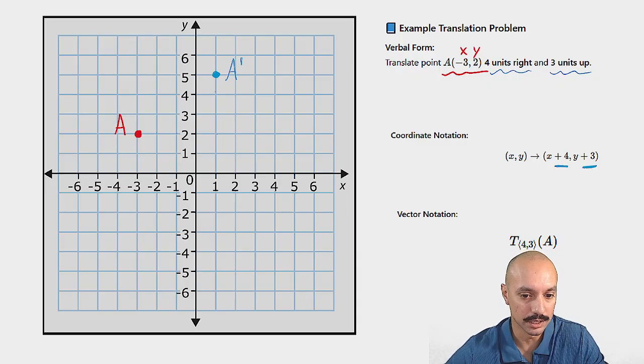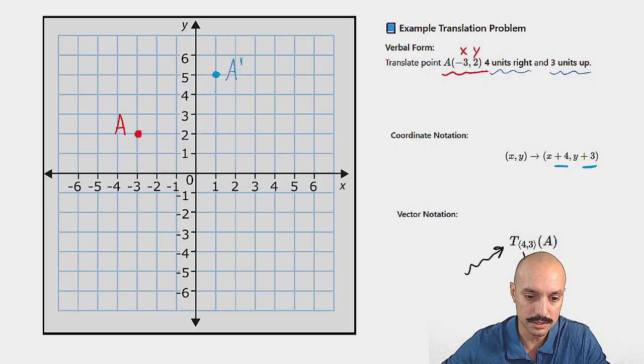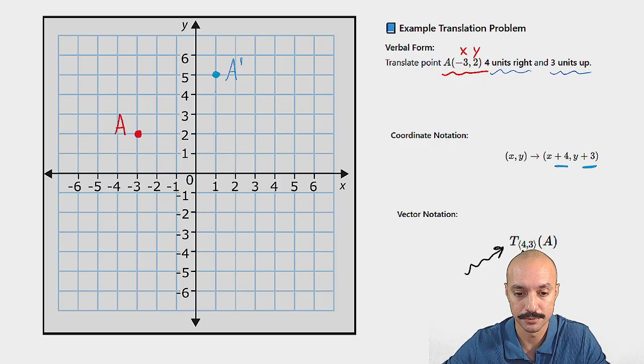Before we wrap up, let's talk about vector notation. Vector notation is actually my personal favorite. It's the one that involves the least amount of writing. So this big T here stands for translation. And we can see on the left, they give us the horizontal movement. So it tells us we're going to move horizontally 4 units to the right. If it was a -4, we'd be moving 4 units to the left. And then the second digit there tells us how much we're going to move vertically.